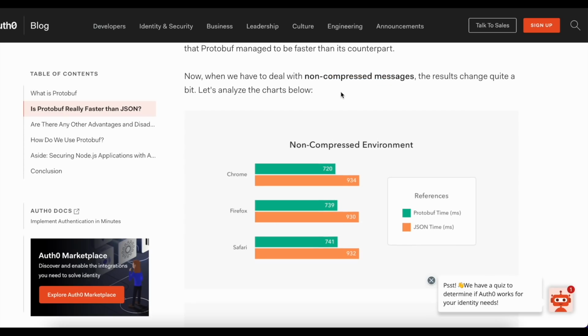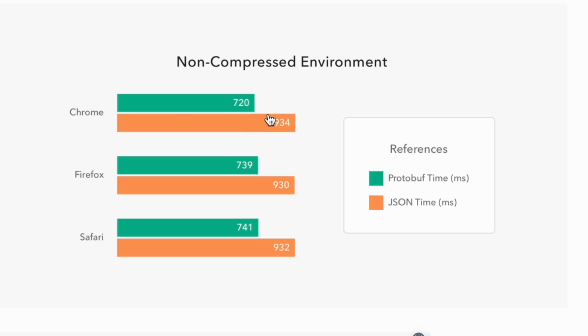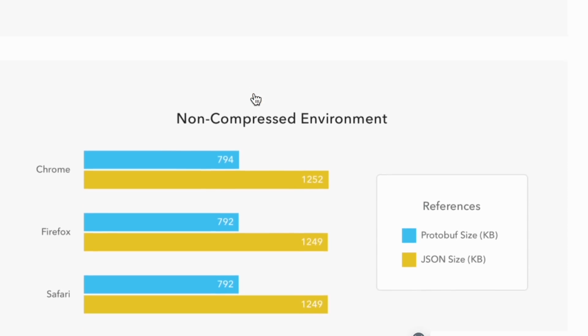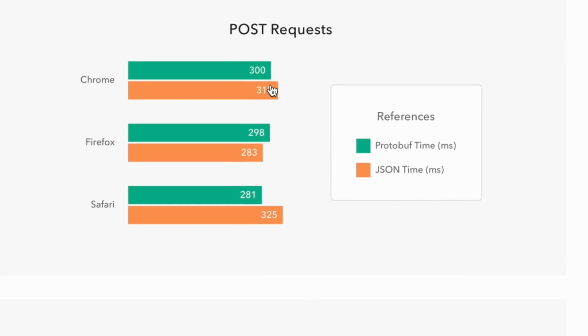However, when you deal with non-compressed messages, you can see that the result changes quite a lot. Right now, with the JSON, all white space and everything removed, the response was not that much different. But when you're dealing with non-compressed messages, you can see that protocol buffers were a straight win. They were much better.